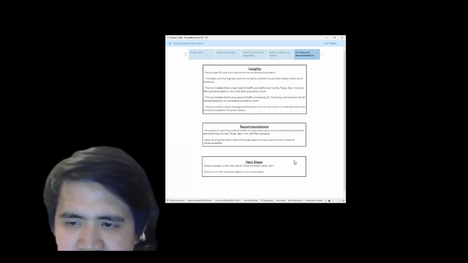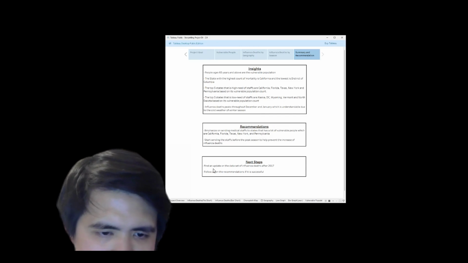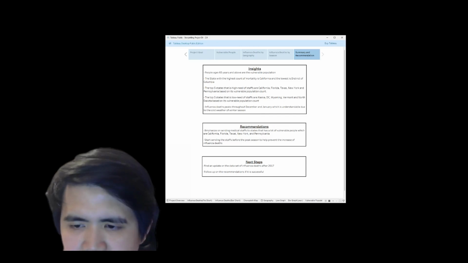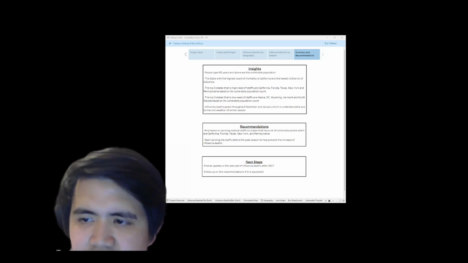And next are the steps that we are planning to do after we allocate the medical staff. First, I'm going to find an update on the data set of influenza deaths after 2017. And also, I'll follow up on the recommendations if it is successful. This will allow us to further reevaluate the success of our recommendation and identify possible need for replanning and reintervention within the project.